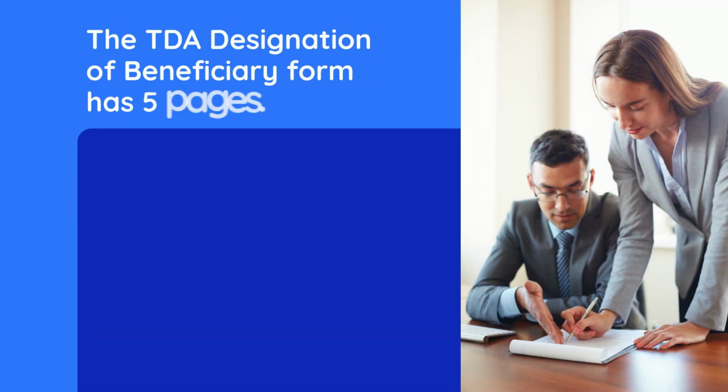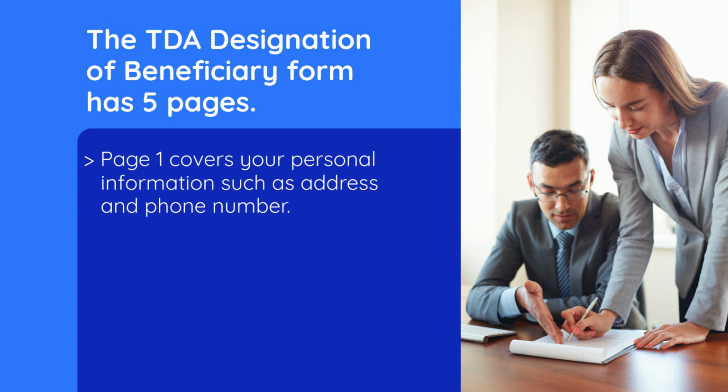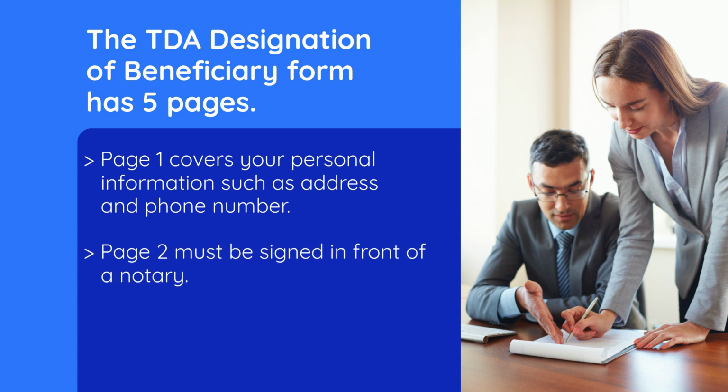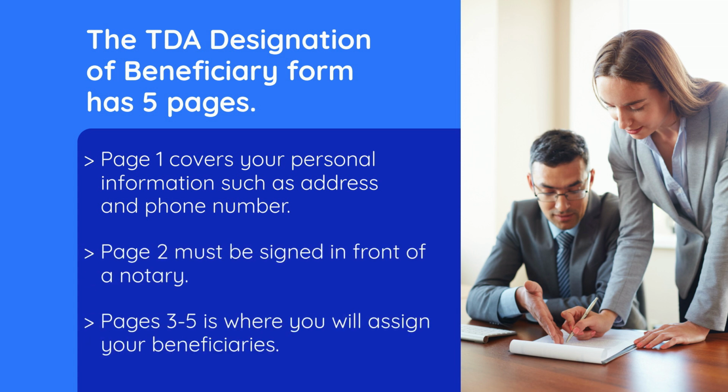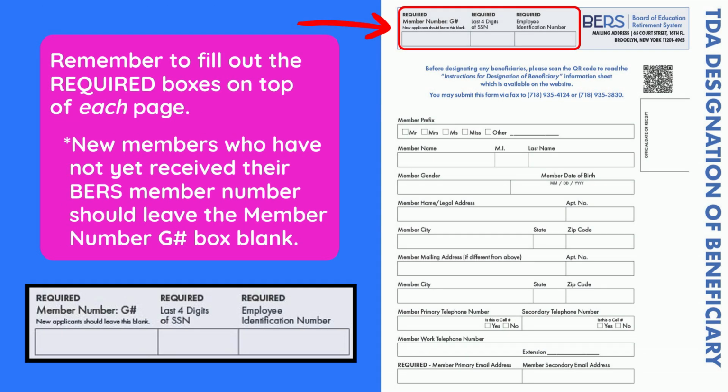So let's get started. The TDA Designation of Beneficiary form has 5 pages. On page 1, you will need to enter your personal information. On page 2 is where the form will be notarized. And on page 3 is where you will list your beneficiary's information. Remember, the required box at the top of each page must be filled out.